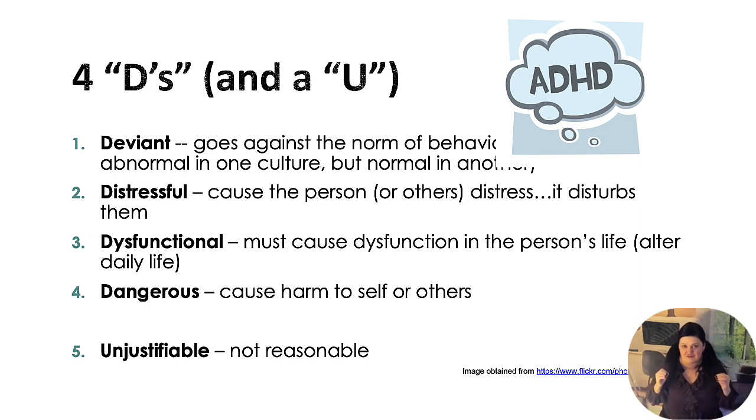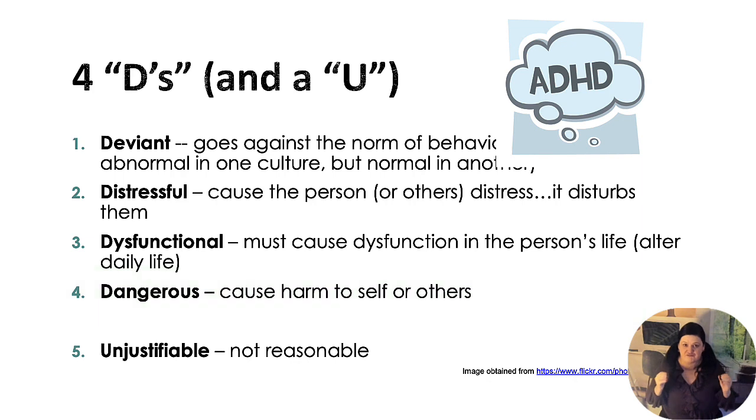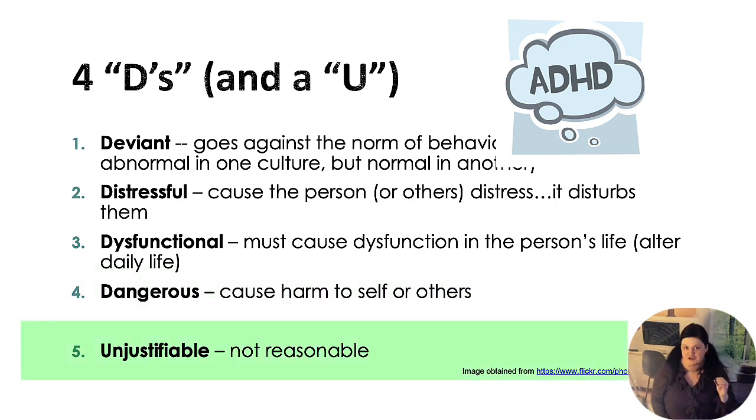Okay, dangerous is a possibility, as well as there's a possibility of causing harm to either themselves or causing harm to somebody else, right? And finally, unjustifiable, and that there's no real reason why this behavior should be occurring. And that's what is said from the APA.